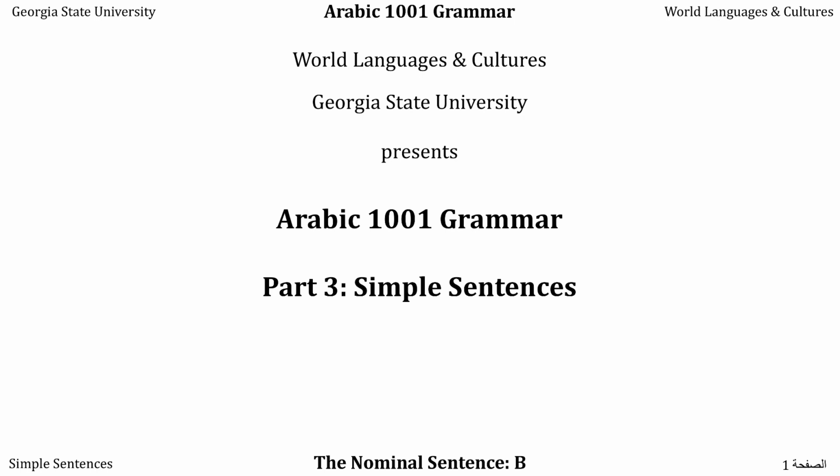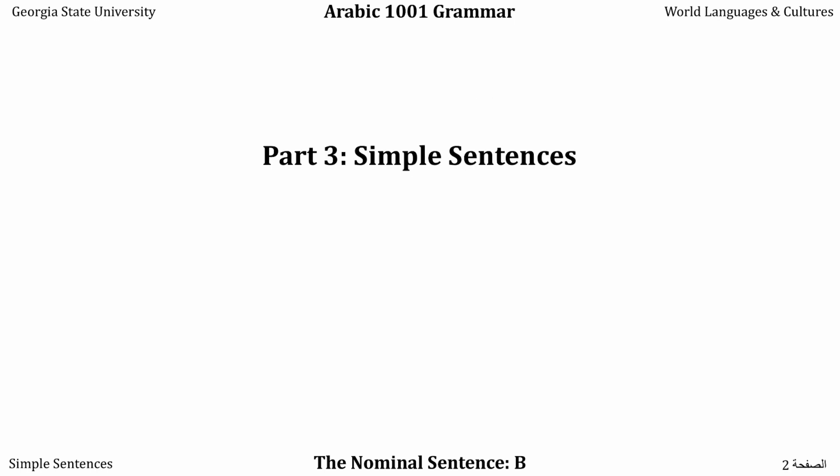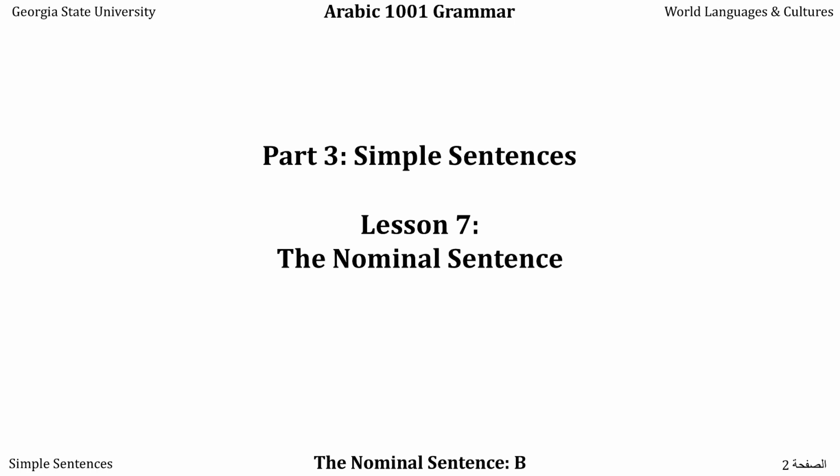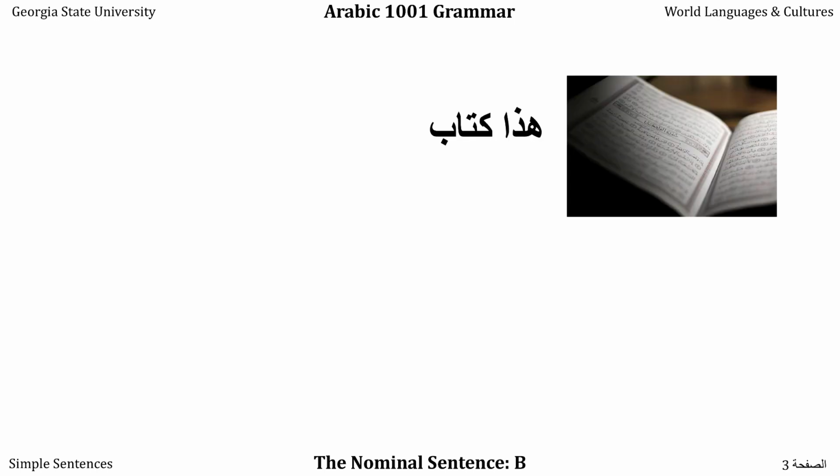In this third part of the course, we address simple sentences. In this lesson, we continue to talk about the nominal sentence, and in this second section of the lesson, we're going to talk about possessive pronouns. Let's begin with our book. We go from definite, hadha, to indefinite, kitab, and we get this is a book.